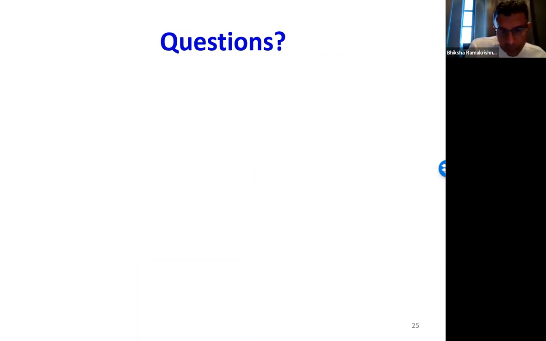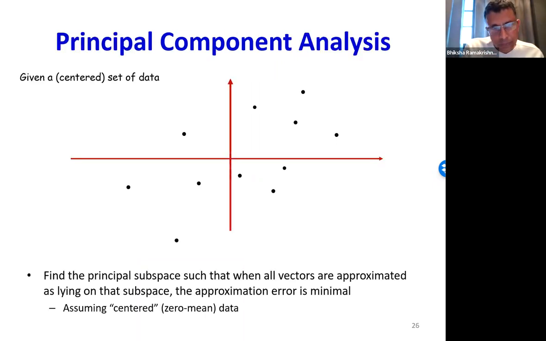If no questions, I will continue, right? So I'm going to switch topics. We began talking about principal component analysis, which looked unrelated, but is it?